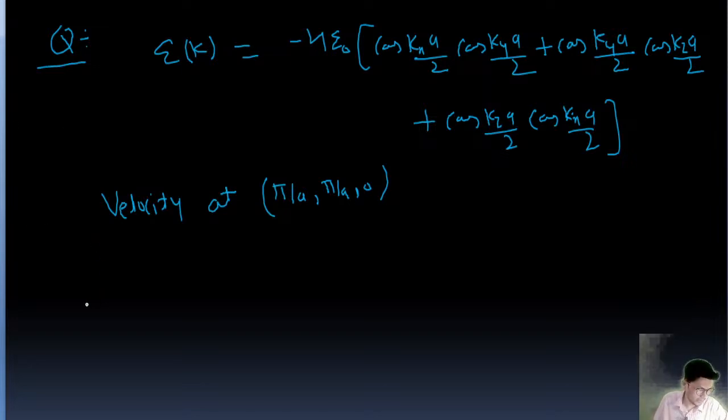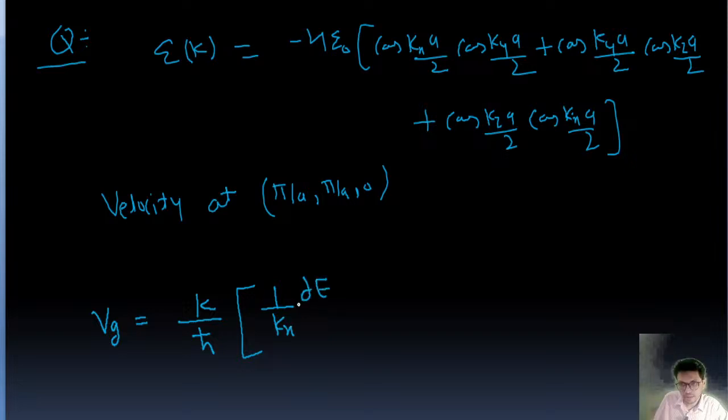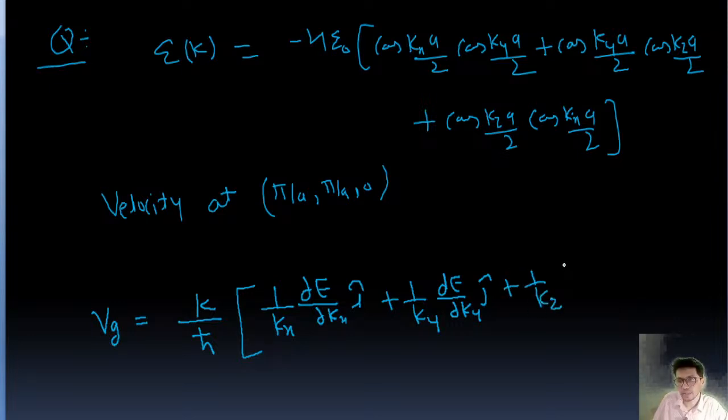That is this one. Vg, velocity is k upon h cut. Very important formula, guys. You need to note down. 1 upon kx del E upon del kx i cap plus 1 upon ky del E upon del ky j cap plus 1 upon kz del E over del kz k cap. Okay, so this is the formula, guys.